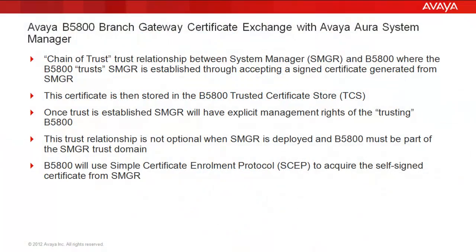The Avaya B5800 branch gateway is unique in that it forms a chain of trust relationship with the System Manager. The B5800 will explicitly trust System Manager by accepting a signed certificate generated from System Manager. This certificate is then stored in the B5800 Trusted Certificate Store, and once established, System Manager will have explicit management rights of the trusting B5800.